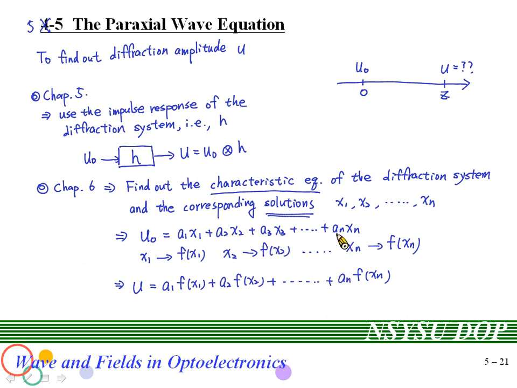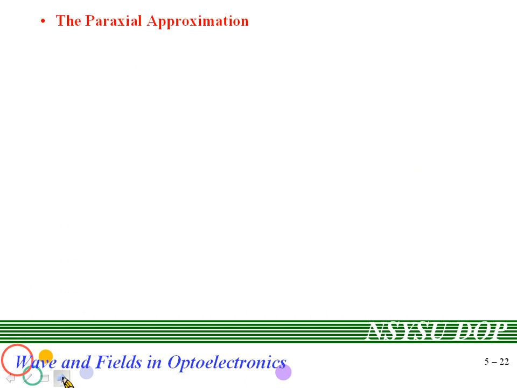But what is the characteristic equation of the diffraction system, and what will be the corresponding solutions? We will talk about it later. Okay, in this slide, I will try to derive the characteristic equation for the diffraction system, that is, the paraxial wave equation. Let's consider the wave equation.